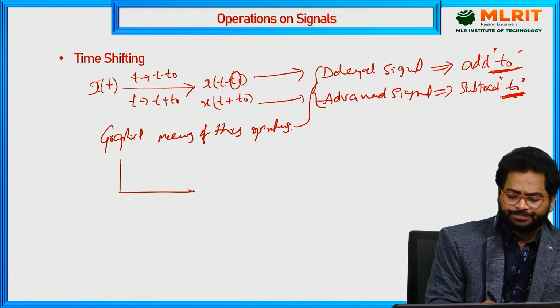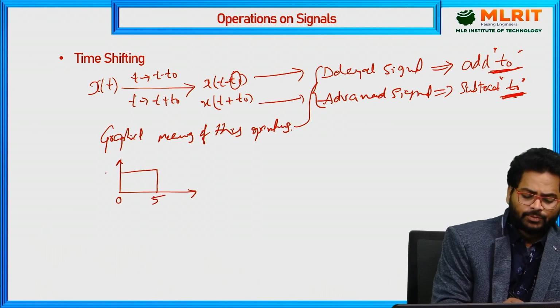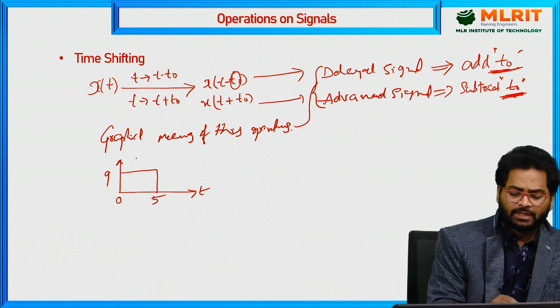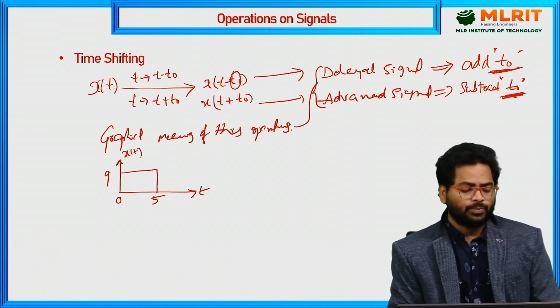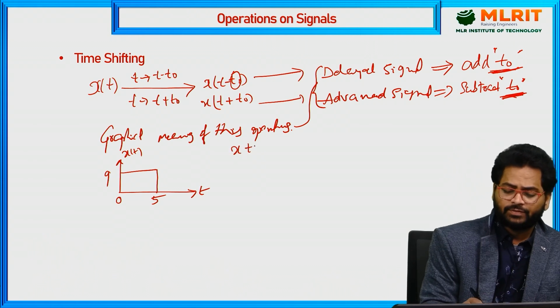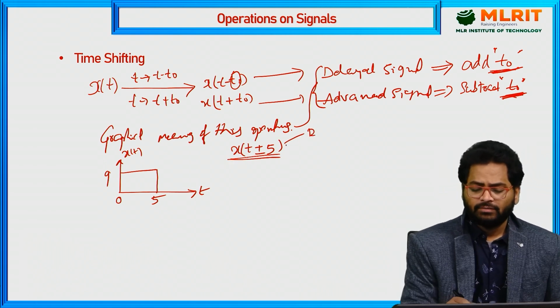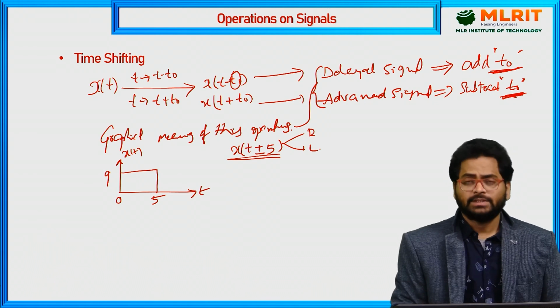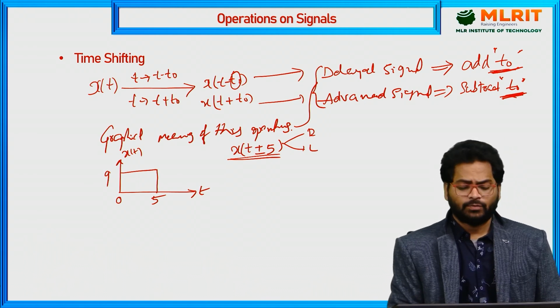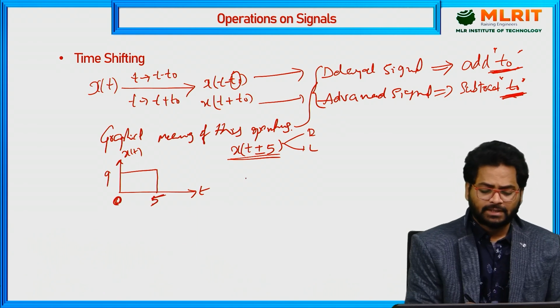Look at this signal. This is a rectangular signal with time from 0 to 5 and amplitude of 9 units. This is x of t. I want to represent this signal shifted by plus or minus 5 units, x of t plus or minus 5, one to the right side and one to the left side. To do this, we make a tabular format. Write down all the possible time axis values.